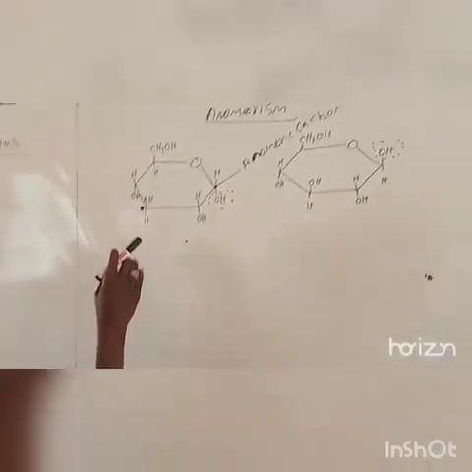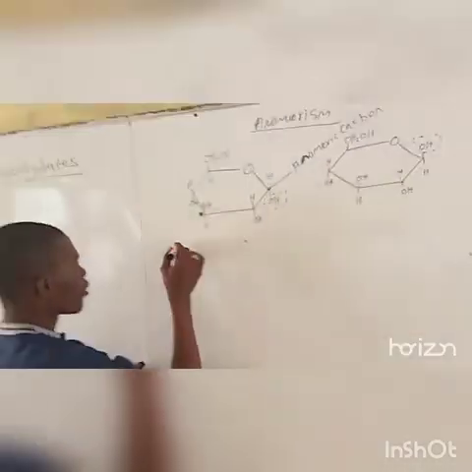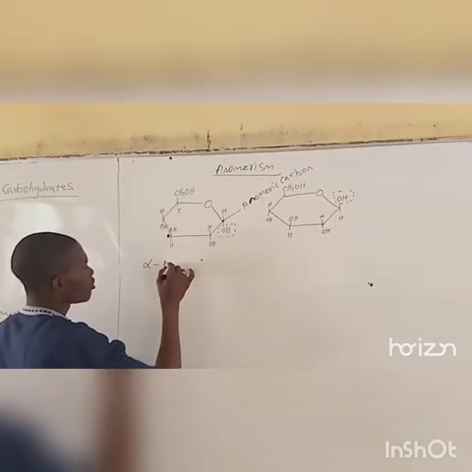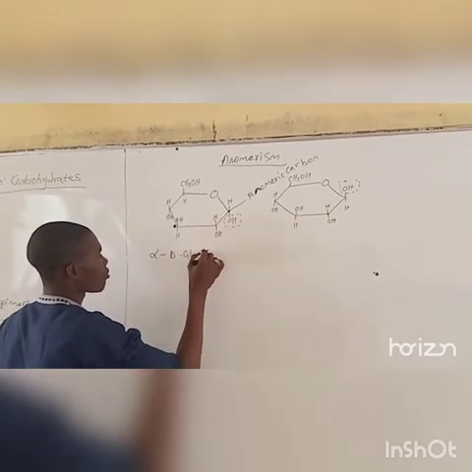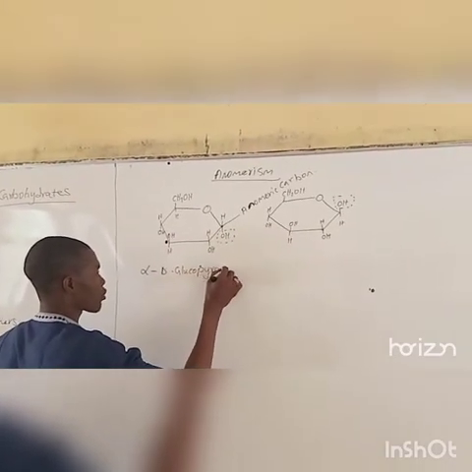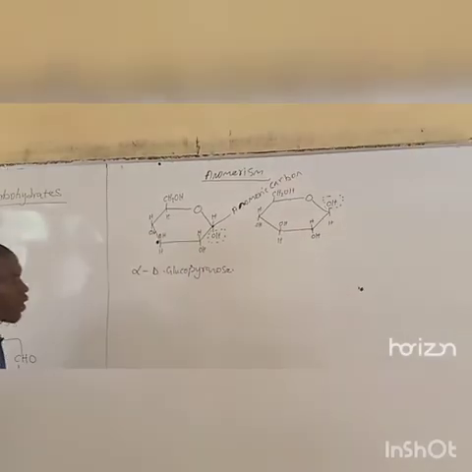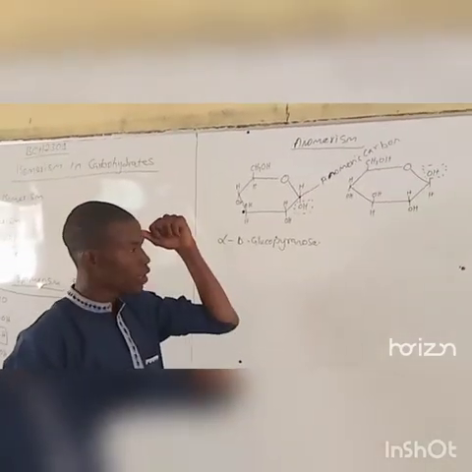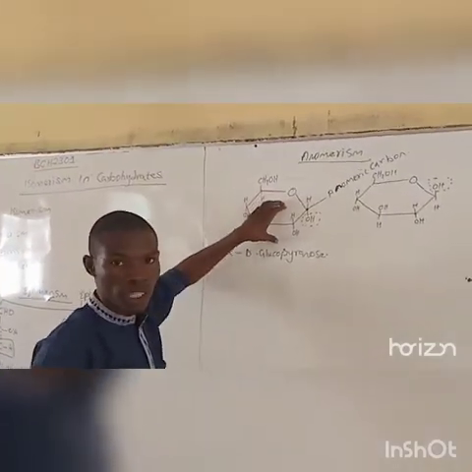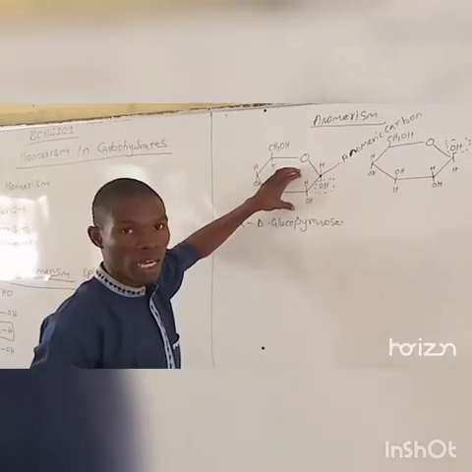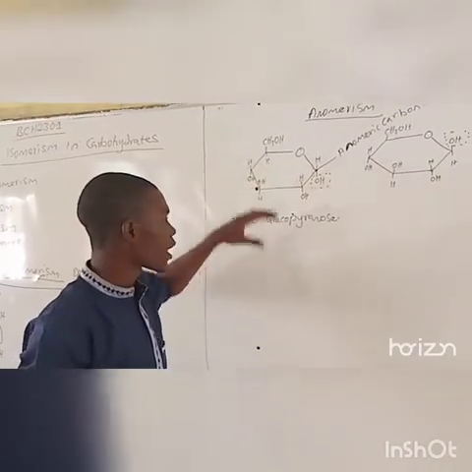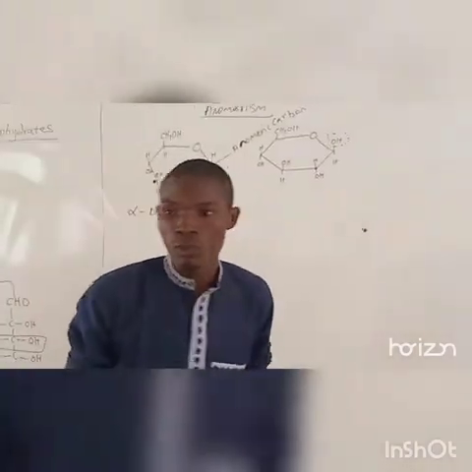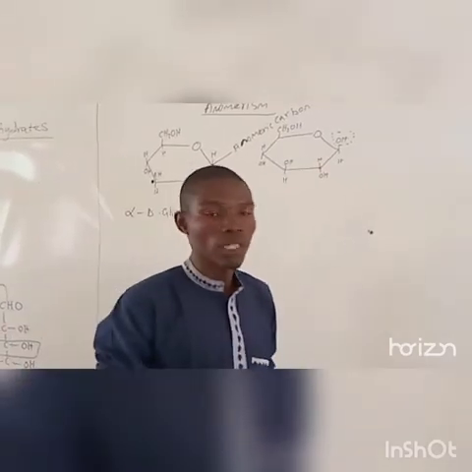Now looking at this one, it is an alpha anomer, so we can call it alpha D-glucopyranose. We call it pyranose as we explained in the previous lecture about Haworth projection. We say the one with a 5-carbon ring is referred to as pyran, while the one with a 4-member ring is referred to as furan. So this one will be pyranose, while the other one will be furanose.